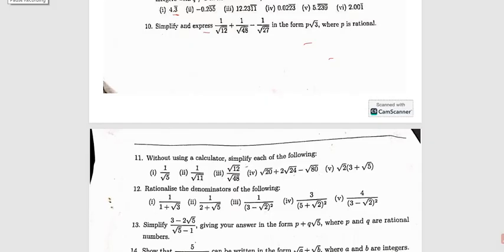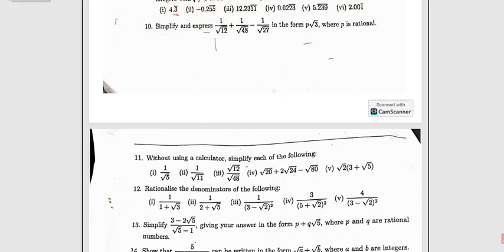Alright, so question 10 is saying simplify and express 1 over root of 12 plus 1 over root of 48 minus 1 over root of 27. So we have to express this in simplest form where p is irrational. So how do we go about it? Okay, so we can start.